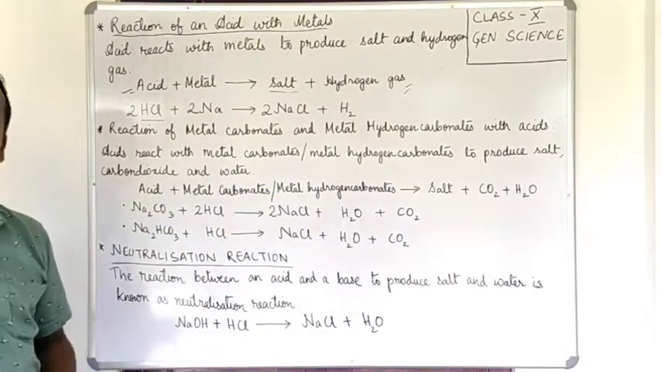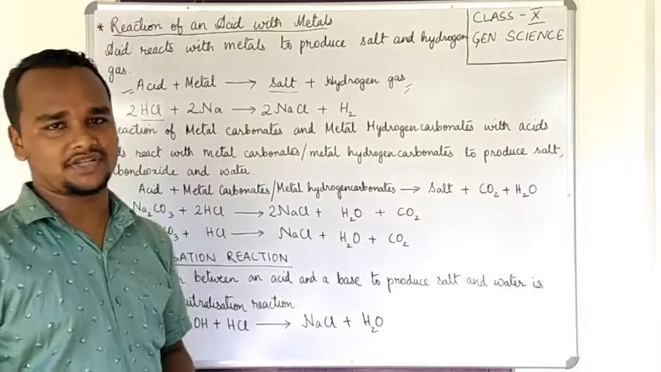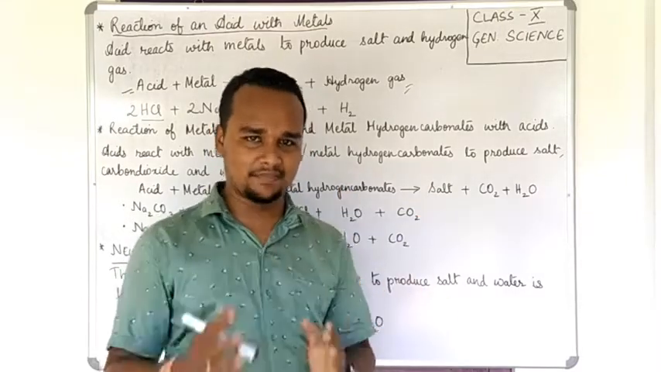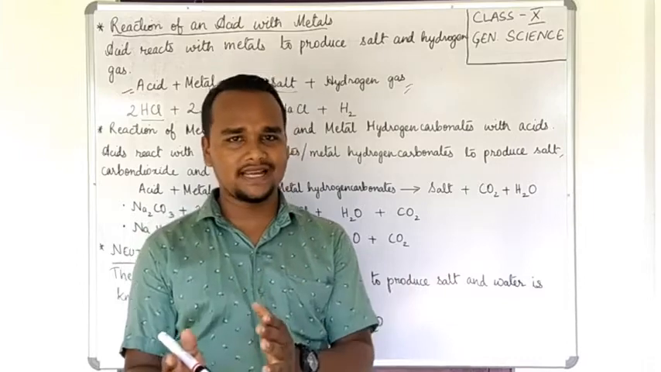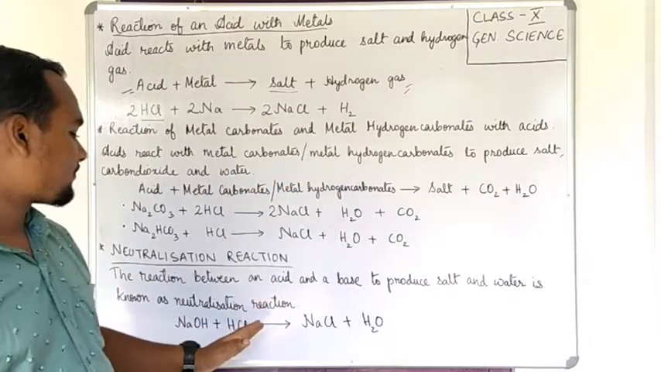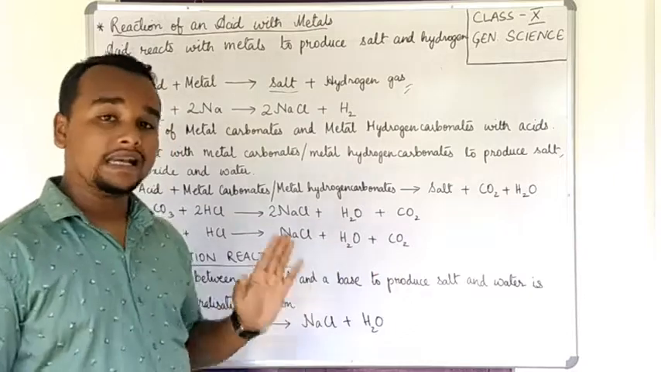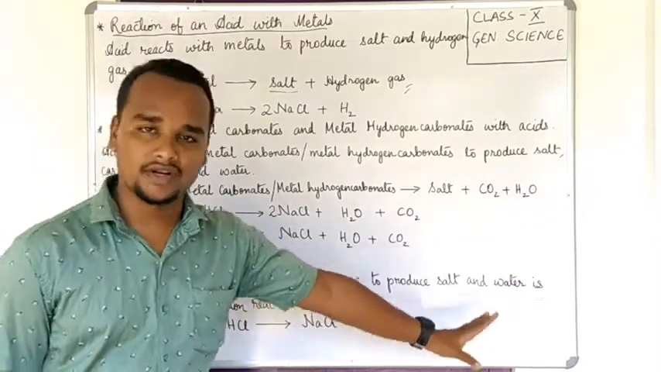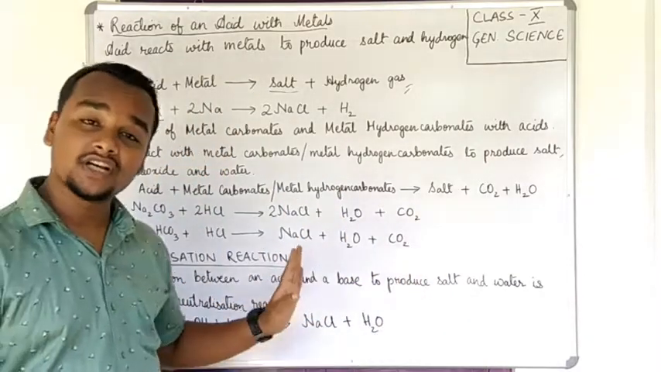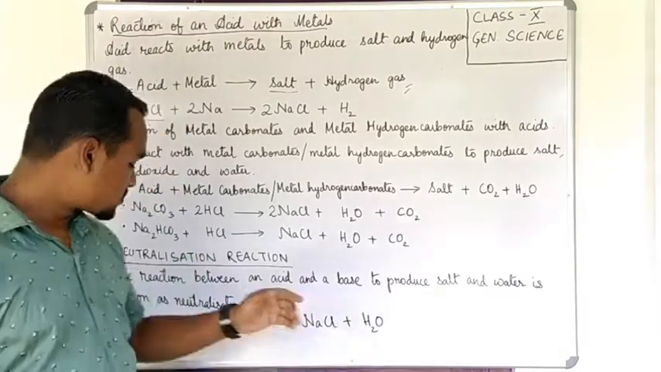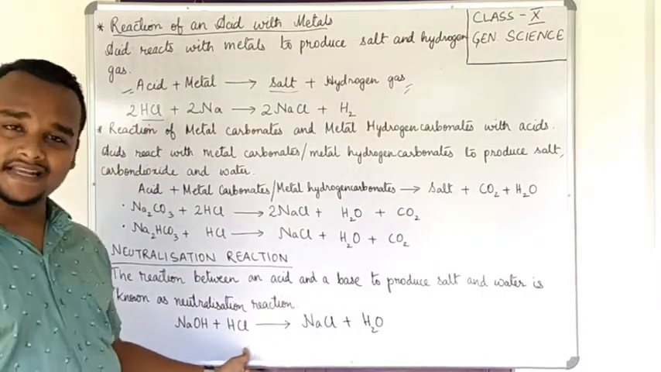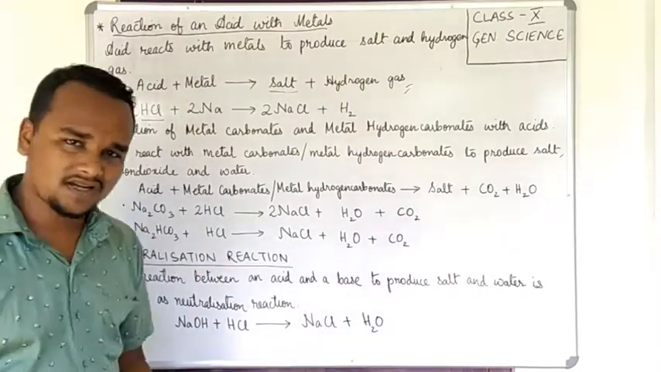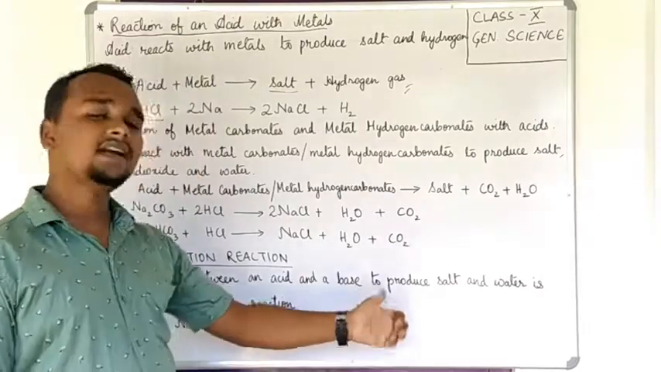The next one is the neutralization reaction. What is the meaning of neutralization reaction? A neutralization reaction is basically the reaction between an acid and a base. The reaction between an acid and a base to produce salt and water is known as a neutralization reaction. Clear, everyone? Here, this is a base and this is an acid. Whenever a base and an acid react with each other, they always produce salt and water.